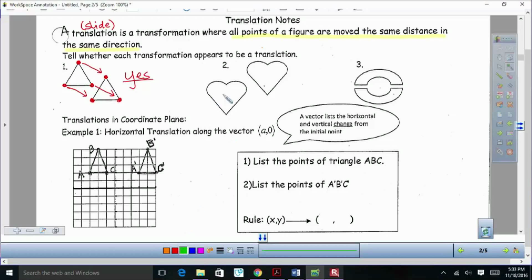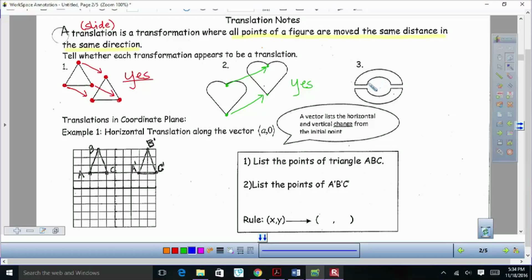Now, the second one, this heart, you can look. We can tell that this heart and this heart are the same size, so it didn't get bigger or smaller. And it looks like the heart started down here and slid up and over. So we could put points and show that, or you can just visualize it sliding up and over. So this also would be considered a translation.